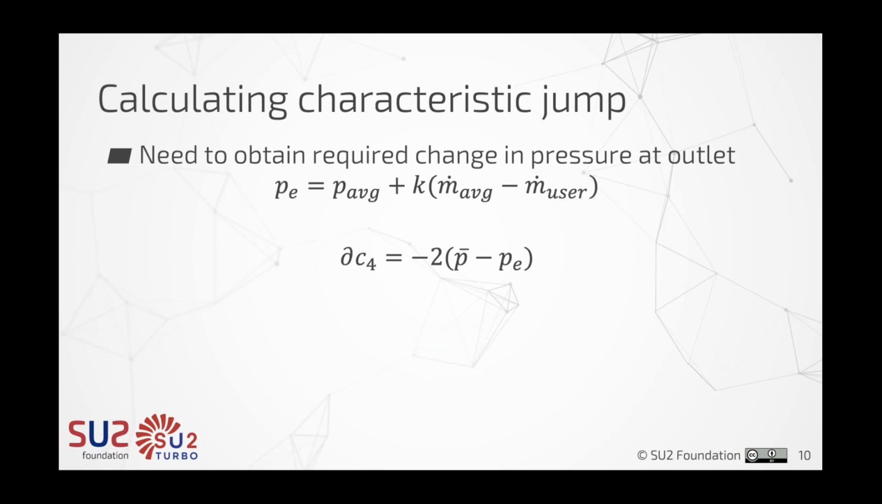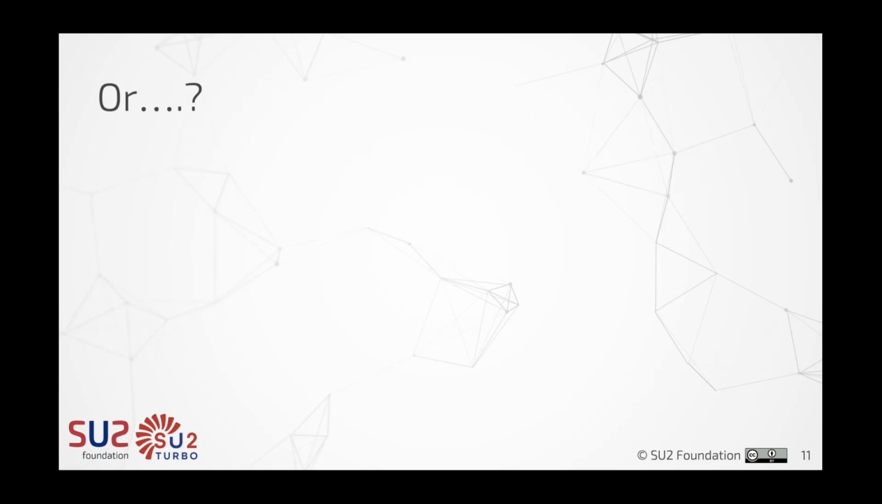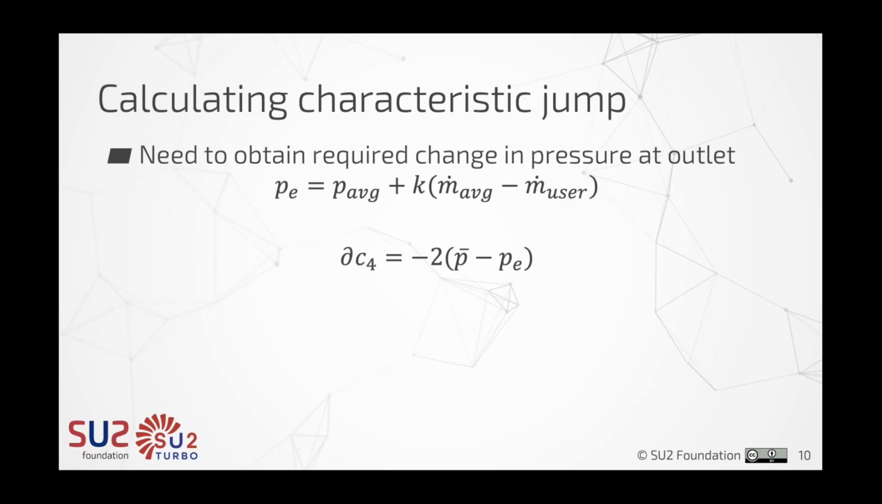This then goes back into our characteristic jump equation, and we get the required change, and we then prescribe some mass flow boundary condition here. However, this requires some factor K that the user gives, and in my opinion, it's very ambiguous, and it offers a lot of areas to mess up.